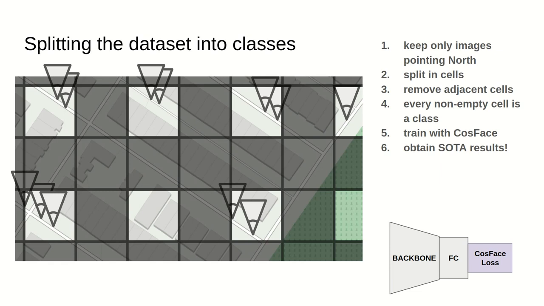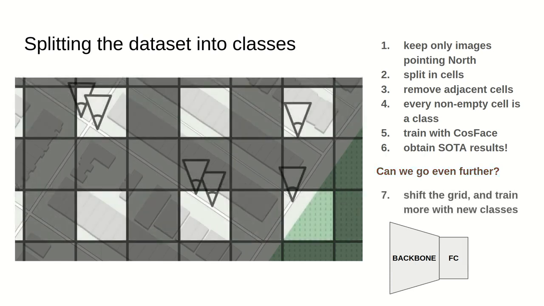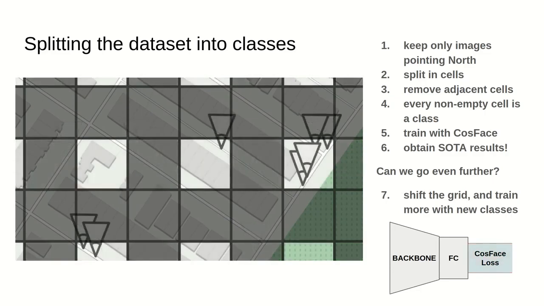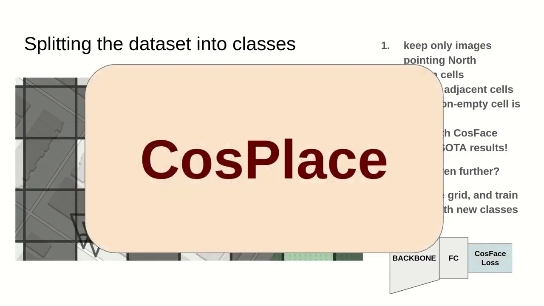Now, although the results that we obtained were very promising, we realized that a large part of the dataset is actually never used for training. And so we tried to go even further. To do this, we simply discard the CosPlace module, shift the grid, plug in a new CosPlace module, and train again. And we repeat this step multiple times. We call this method MultiCosPlace.